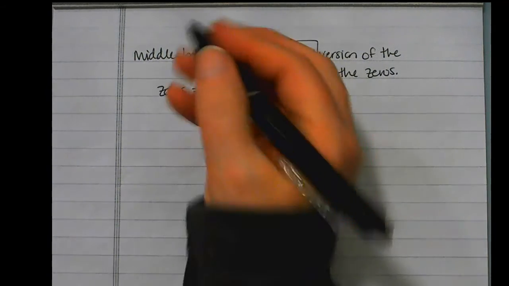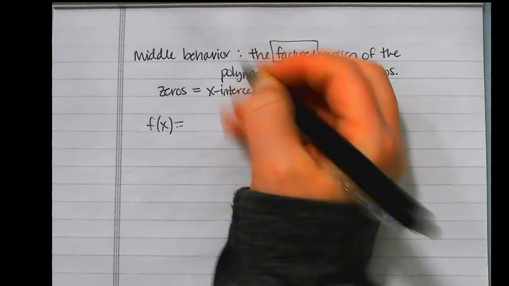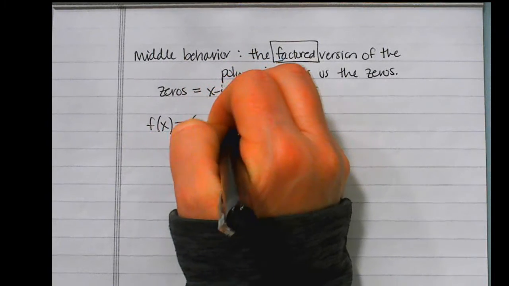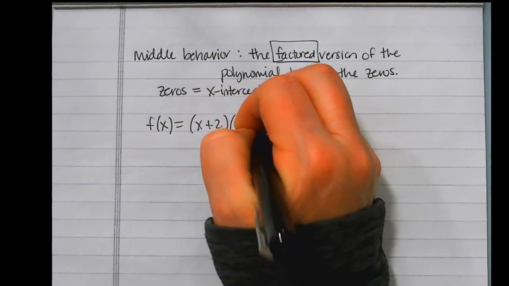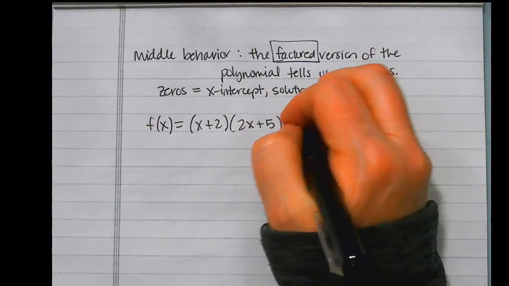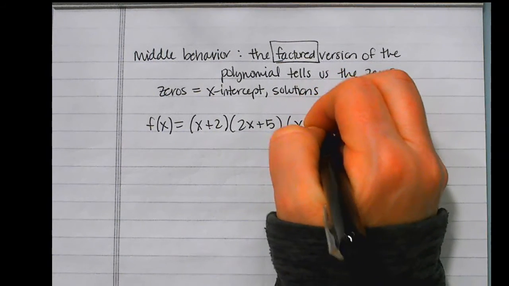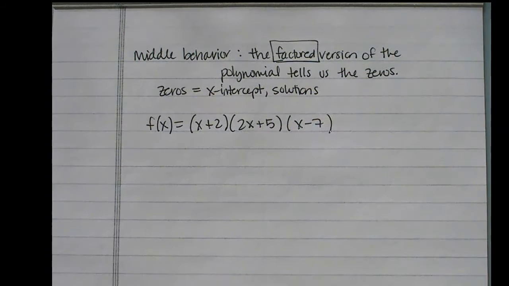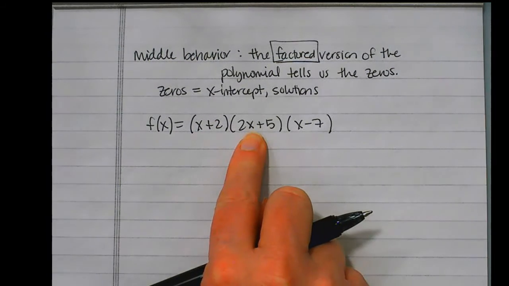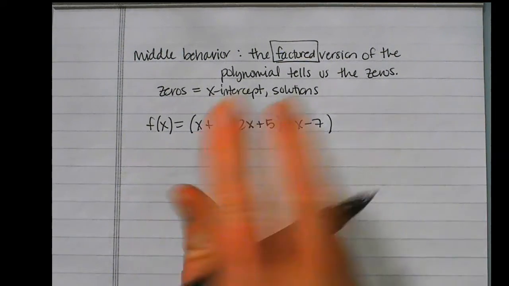Let's look at one already factored. So if I say (x + 2)(2x + 5)(x - 7), I can tell you a whole bunch of things about this. I could multiply it all the way out, but I don't want to, so I'm not going to. But if I did, if I multiplied these two together, what would I get? Just the first two values.